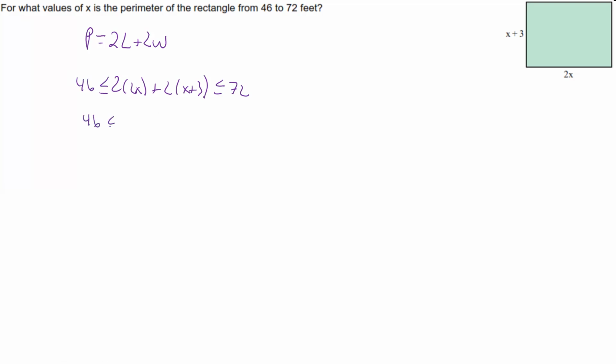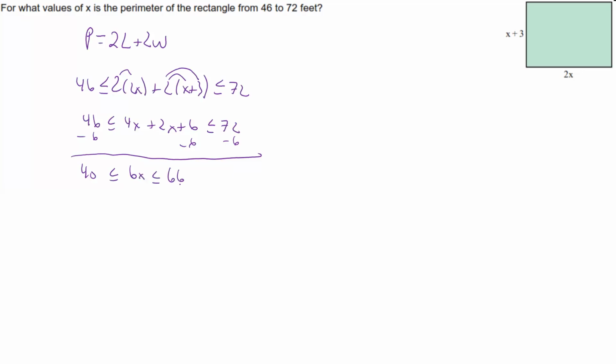So 46 less than or equal to, here that's going to be a 4x, and distribute here, that's going to be 2x plus 6, less than or equal to 72. And again, all I did was distribute here and distribute here. Now those two add together to get 6x, but we can get rid of this 6 at the same time. So here we have 40 less than or equal to 6x less than or equal to 66.